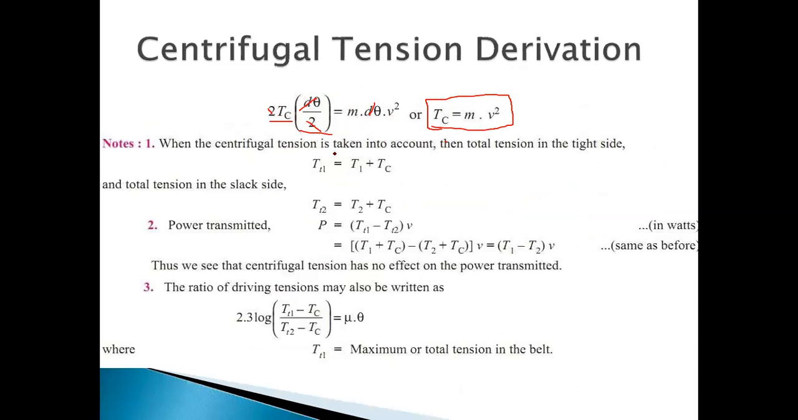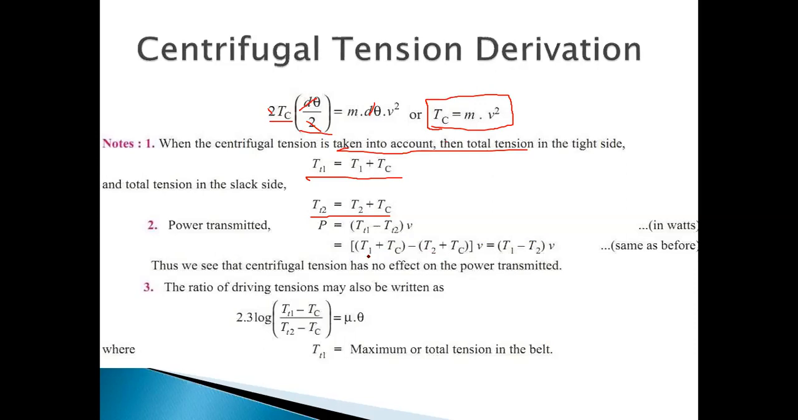When the centrifugal tension is taken into account, the total tension in the tight side is taken as T1 plus the centrifugal tension Tc. Also the slack side tension is taken as T2 plus Tc. And whenever you solve the power transmitted with the centrifugal tension taken into account, the power is T1 minus T2 into V, where T1 is T1 plus Tc and T2 is T2 plus Tc, right?